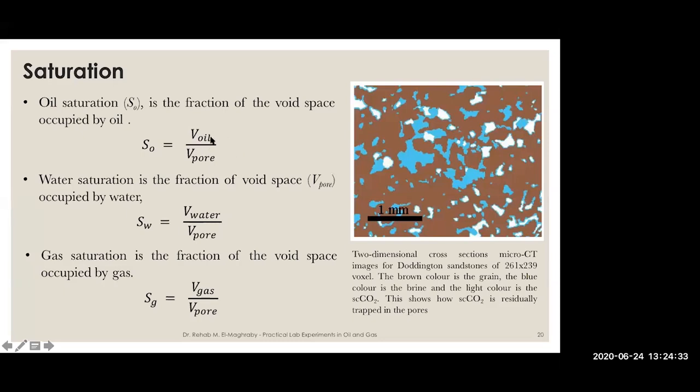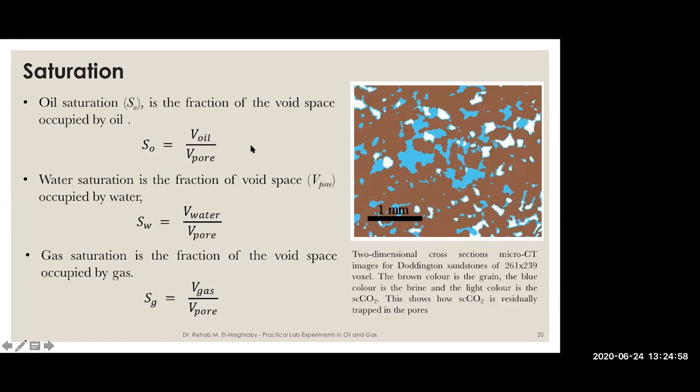Okay, so what is the maximum amount of oil that you can have in the pore volume? It is the total pore volume. All the pore volume can be occupied with oil. Imagine, this is not an actual case, but imagine that you were able to fill all the pore volume with oil. In this case, the volume of the oil will be the pore volume. So the saturation will be 1.